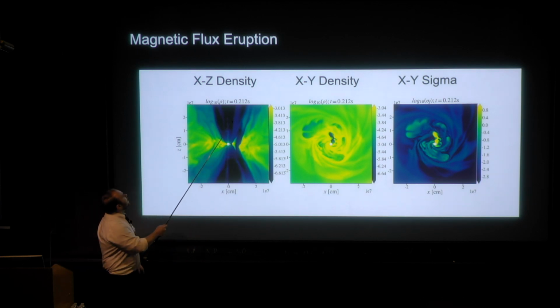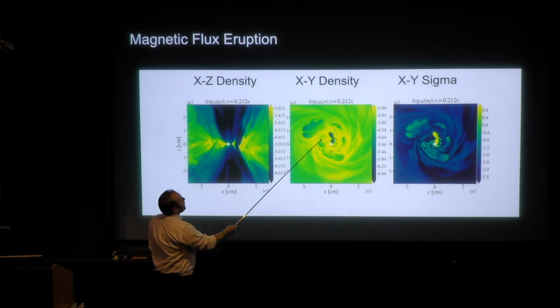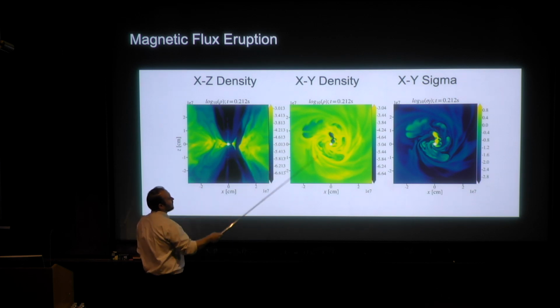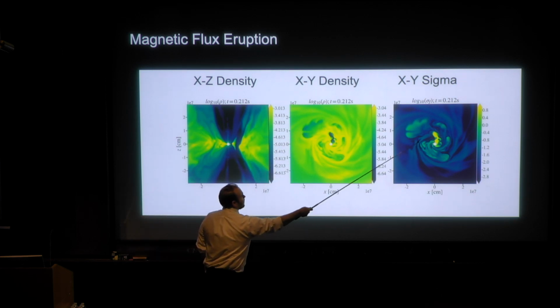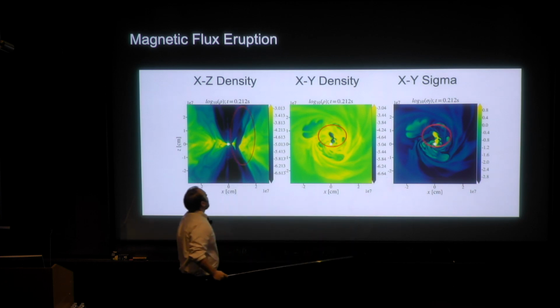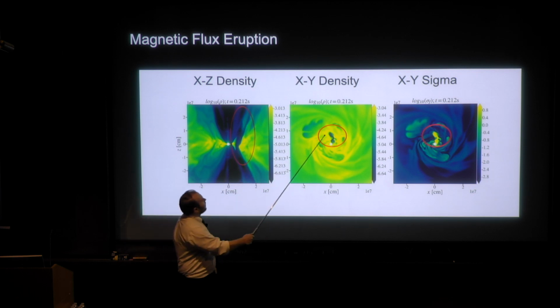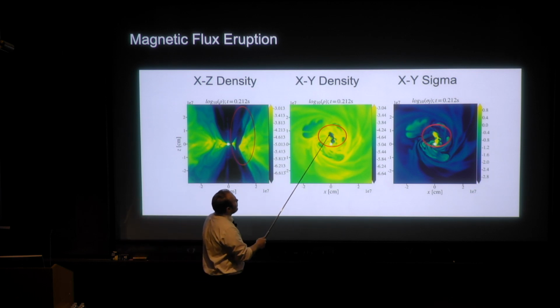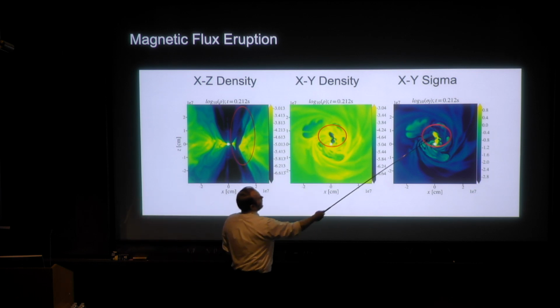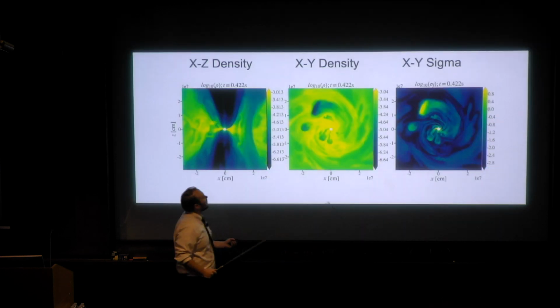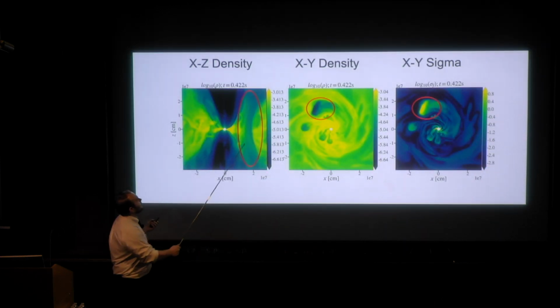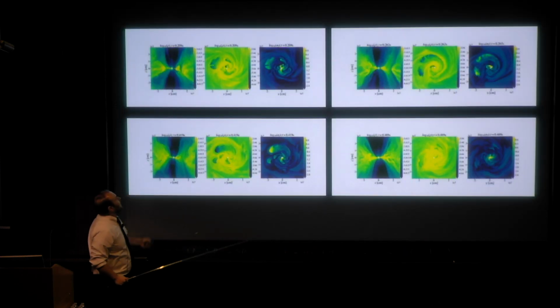So you'll see this is XZ density, XY density, so looking top down from the disk, and then this is sigma, so this is magnetic flux. And what we see is we have these outflows in the disk itself, we have a complete void here, and it's from a buildup of magnetic flux. And we see it again here. We have this large cavity here, and then we have a few here.